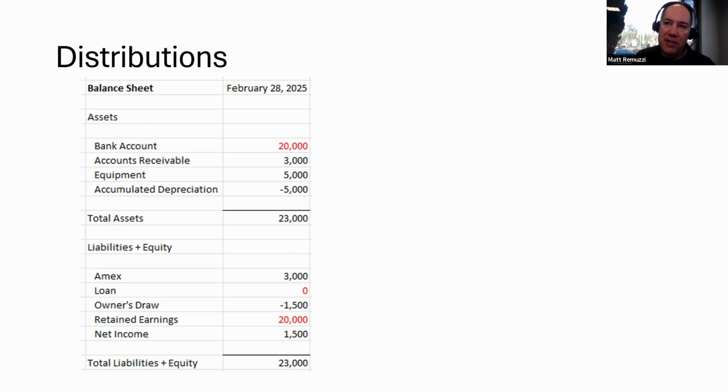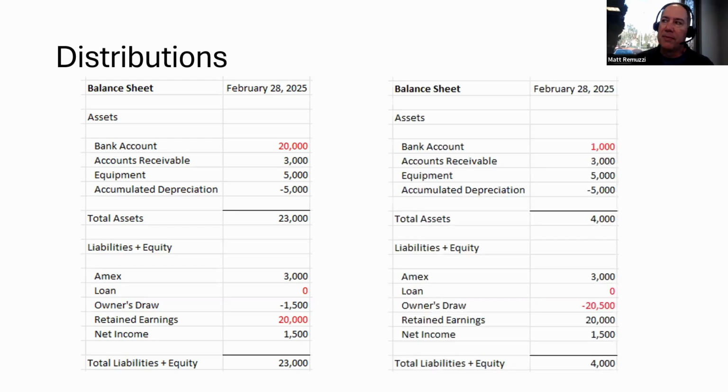So in this case, this business has $20,000 in the bank account, and it has $20,000 of retained earnings. And now the owner, let's say it's you, wants to take some of that money out and use it for things that aren't related to the business. So let's say you take $19,000 out of the $20,000 out of the business and transfer that money to your personal checking account.